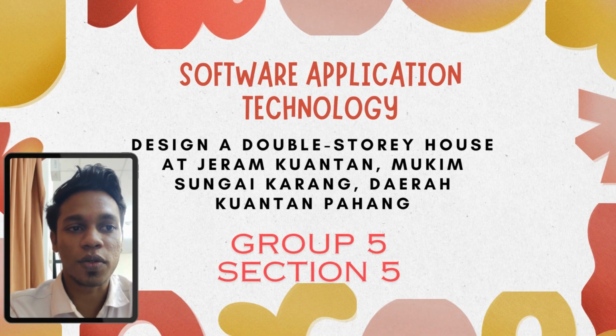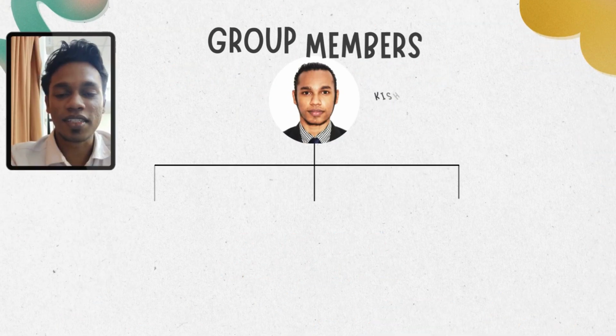Today we are going to present our group project that has been assigned and completed for the subject Software Application Technology. Our group title is Construction and Designing a Double-Story House at Jeram, Kuantan, Mukim Sungai Karang, Daerah Kuantan, Pahang. We are from Group 5 and Section 5. This is our group member.